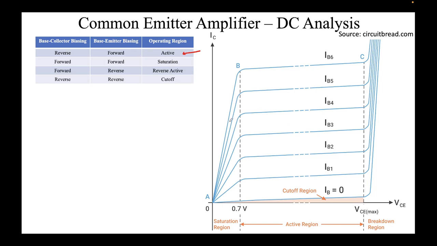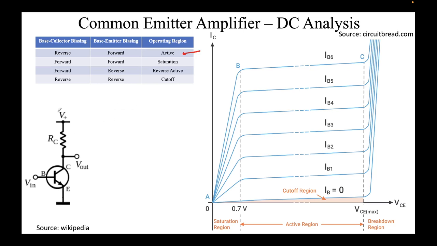On the left, you have the saturation region where the base emitter is forward biased and base collector is also forward biased. This is usually used for switching applications, not amplifier applications. This central region is what we use for amplifier applications. This is the diagram again from the last slide. I have just clipped a certain part of it.